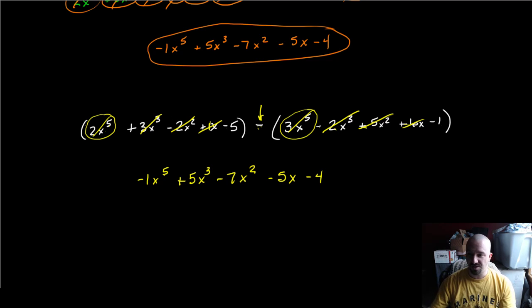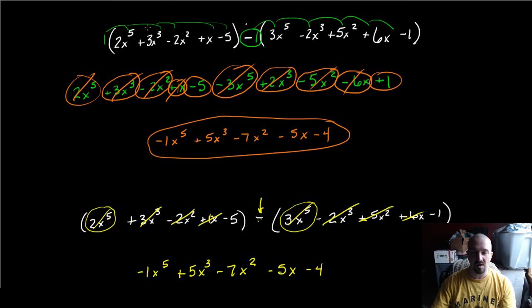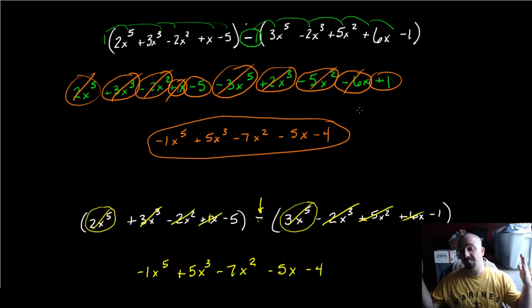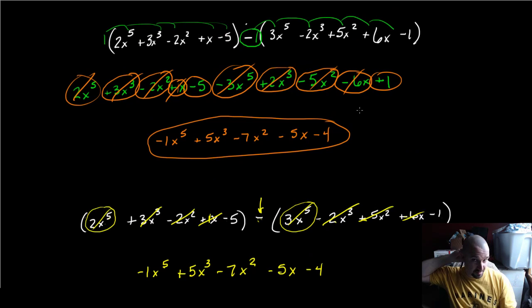You can certainly distribute through to kill all of the parentheses, and then just combine like terms as normal. Either way, doesn't really matter. There's probably lots more ways to do it out there too. You may have chosen to do this in a column format. That's perfectly fine. You can do it however you wish.